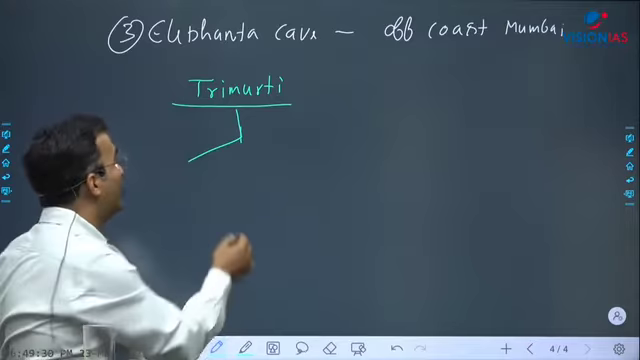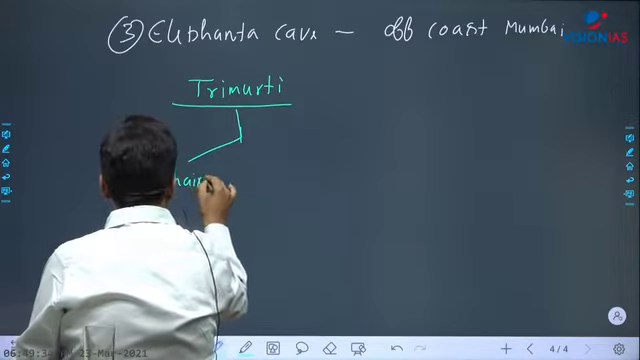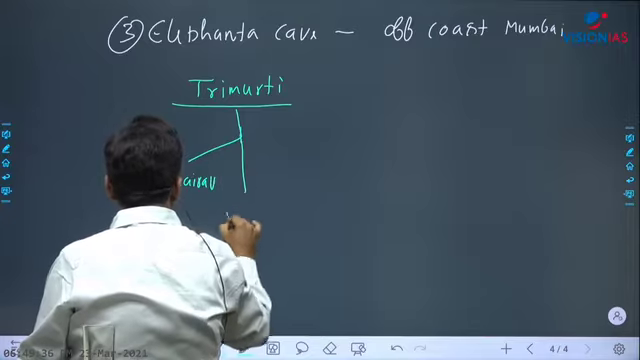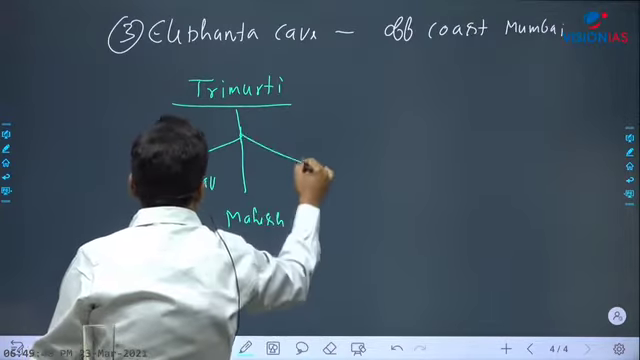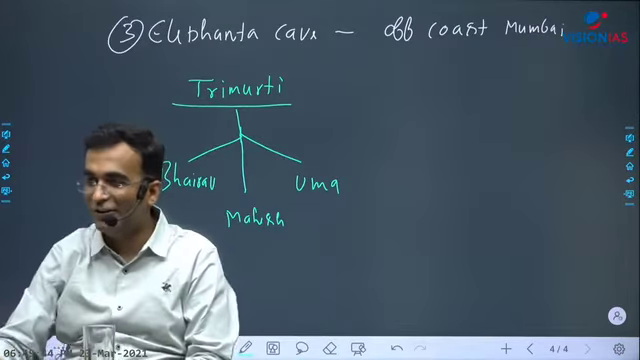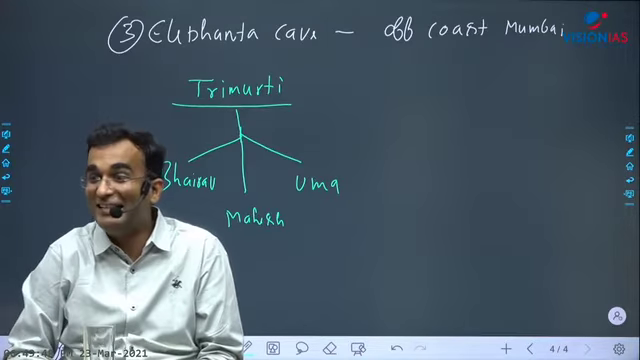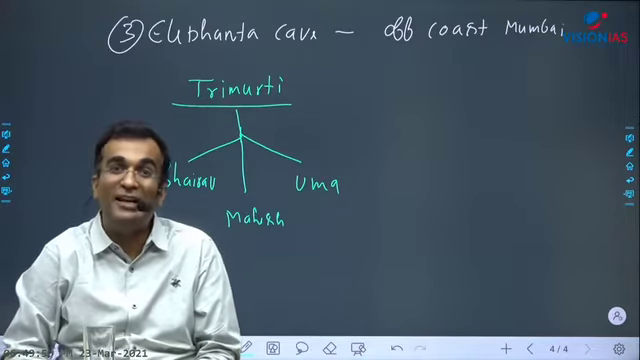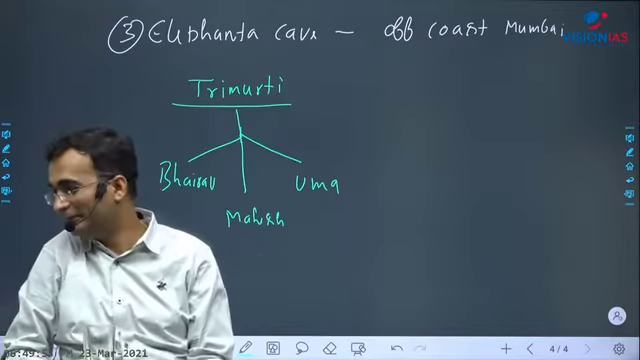So here the Trimurti is the image of Bhairav, Mahesh, and Uma. लिख लो इसको. Not three-headed Shiva. Three heads are there, but all the heads are of different people. Bhairav, Mahesh, and Uma.